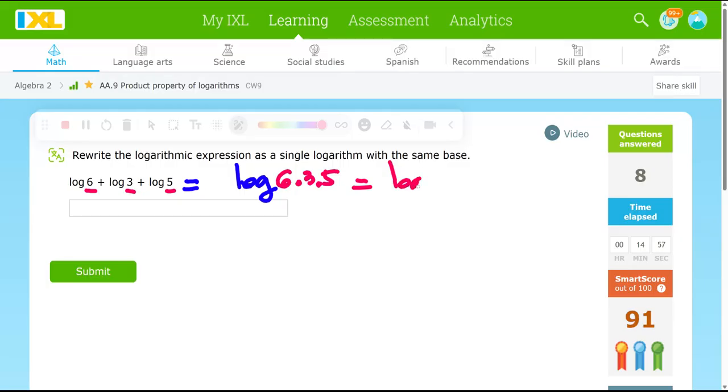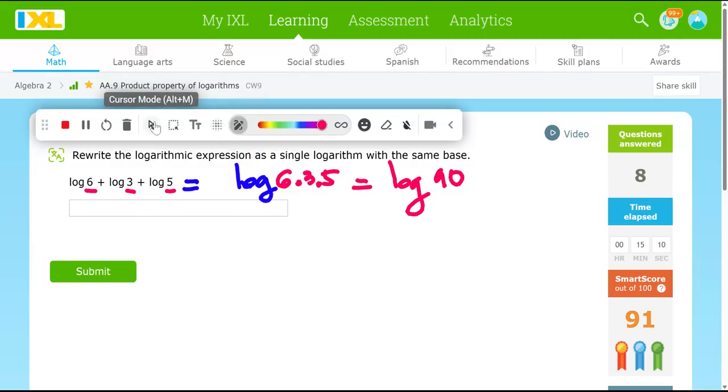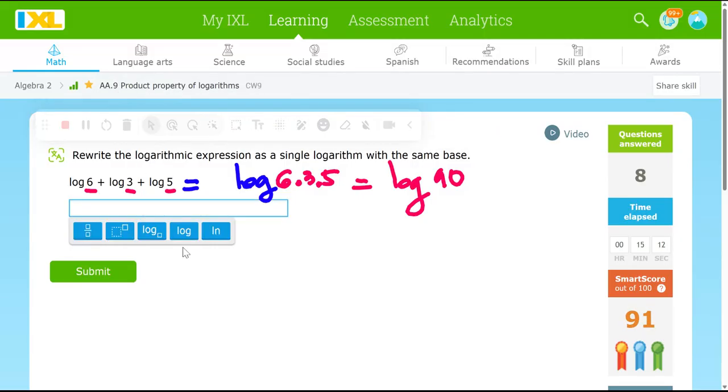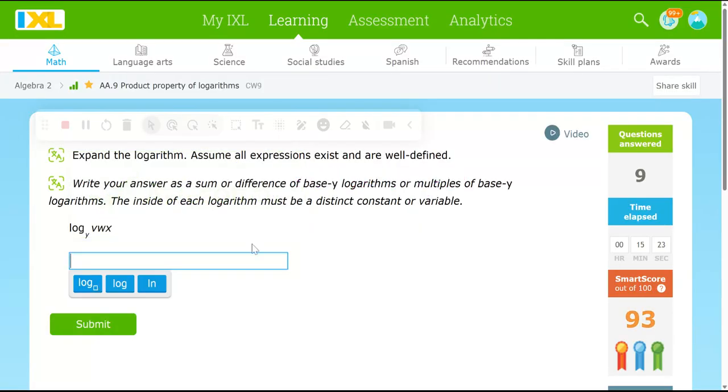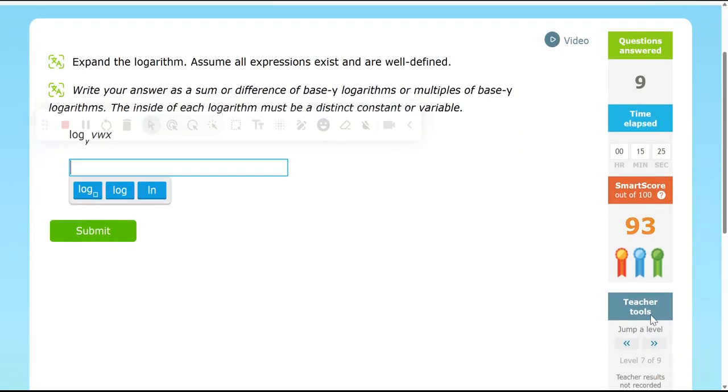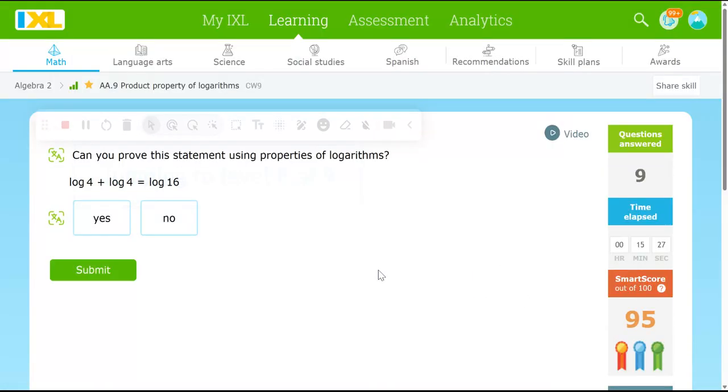So this is scientific log base 10. 6 times 3, that's 18. 18 times 5, that's 90. So the final log is right here, scientific log base 10 of 90. Voila, done. So let's do level 8.